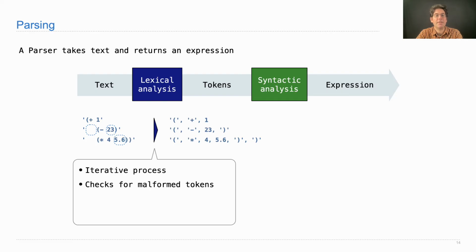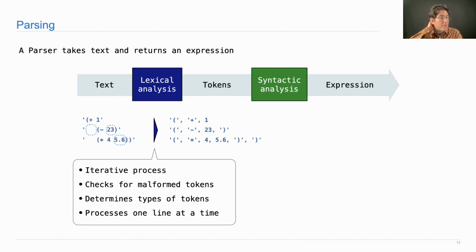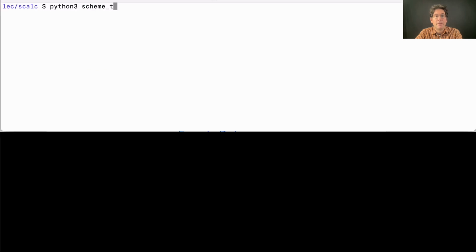This is an iterative process that checks for malformed tokens, determines types of tokens, and processes one line at a time. This is not something you'll ever have to write. Instead, we've written it for you. And if you ever want to try out the tokenizer, you can type in some string, 1, 2, 3, 4, and it will tell you that those are 2 different tokens. Or if you have parentheses within parentheses, then it will tell you that each parenthesis is a separate token, but these 1.2 all goes together as part of one number.